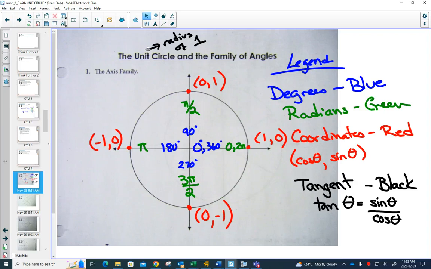What would be sine of 270 degrees? Who are you going to pick? -1. Perfect. Go to 270 degrees. Go to the coordinates. Sine is the y-coordinate. -1. What is sine of 2 pi? Who are you going to pick? Jack. 0. Perfect. What is cos of pi over 2?